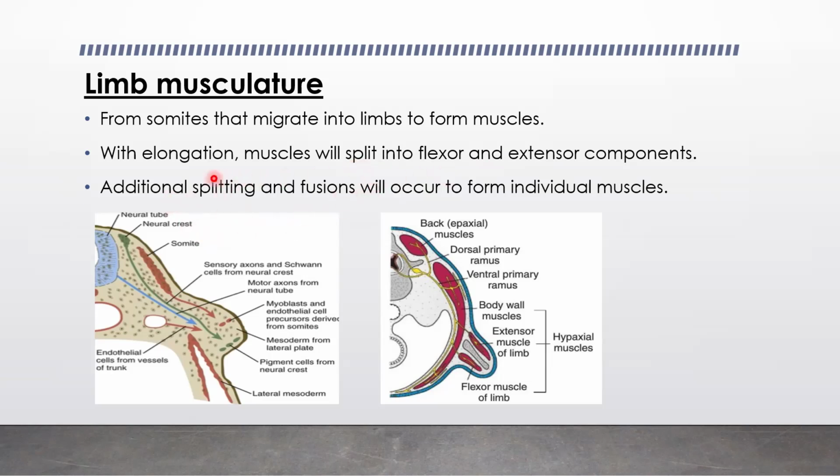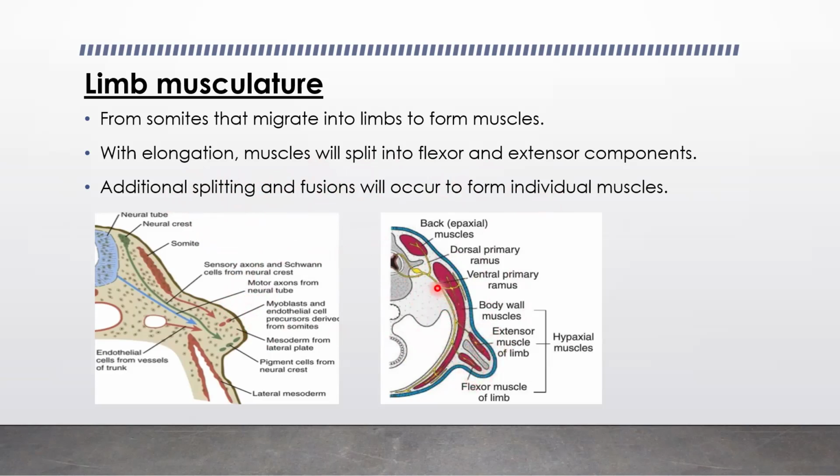Then these muscles will either divide further or fuse to form individual muscles. So for example, when you want to form the various extensor muscles, you will further divide the extensor compartment to give you the extensor muscles. Same case with the flexor muscles. This is a very important image showing us how the hypomere will form the various limb musculature.